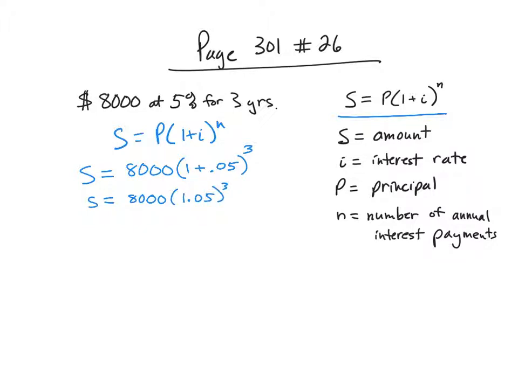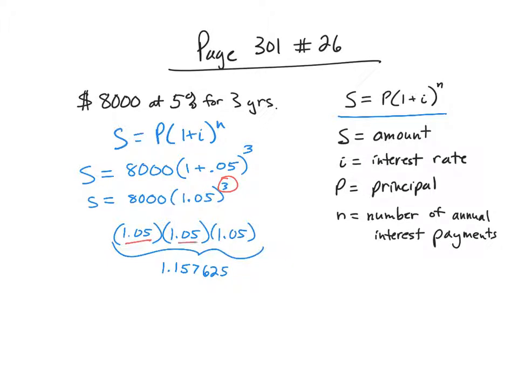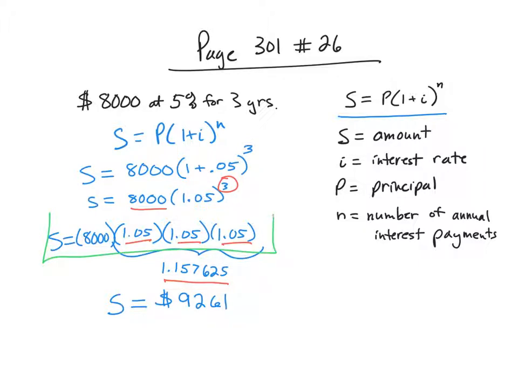Now, on your calculator, if you don't know how to use the exponent button, or maybe your calculator doesn't have an exponent button, remember that this 3 just means to multiply 1.05 times itself 3 times. If you do that, you're going to get this quantity. Then you just need to take that and multiply it times 8,000, and what you end up with is $9,261. So again, in my calculator, I needed to take 8,000 times 1.05 times 1.05 times 1.05.